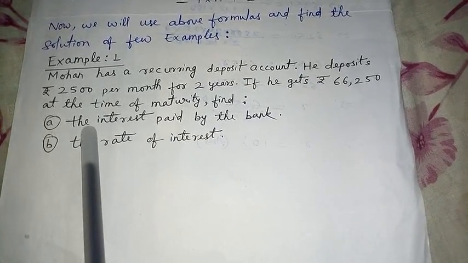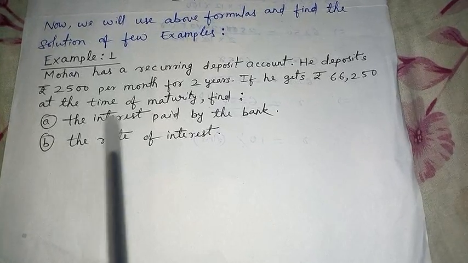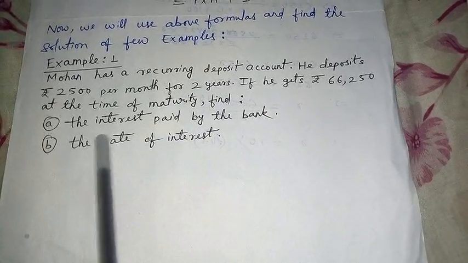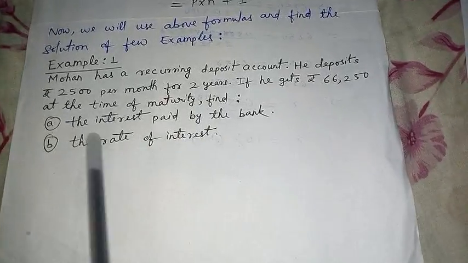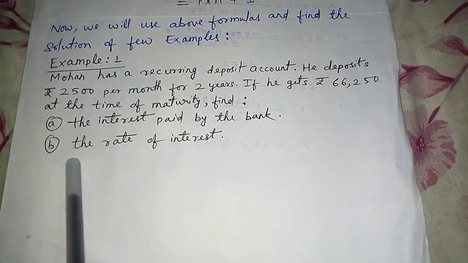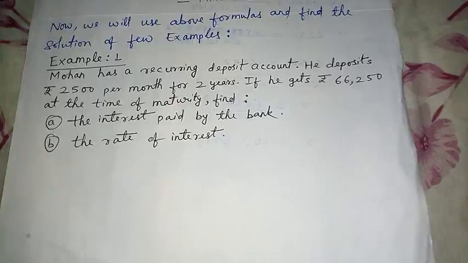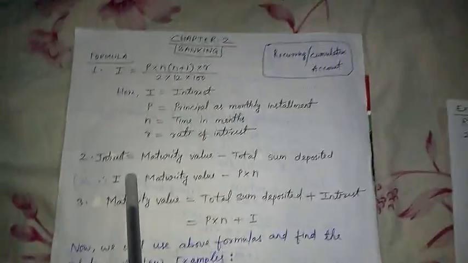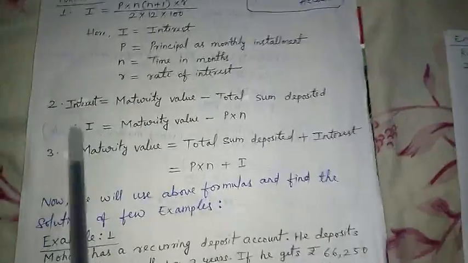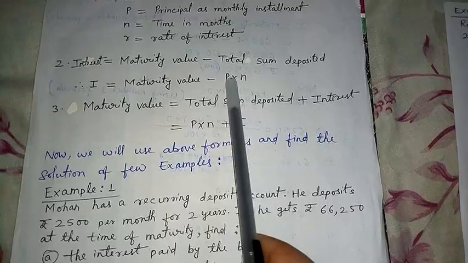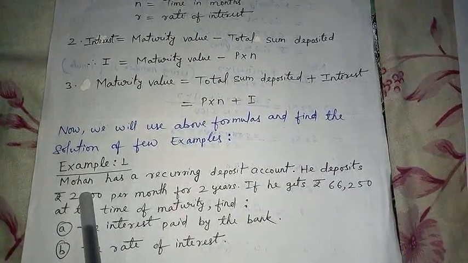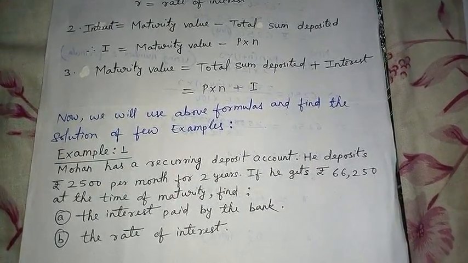Now the question to find number one, the interest paid by the bank. So how much is the interest that Mohan got, and rate of interest, that is one is to find I and second one is to find R. So first one is so easy, we will use this formula. As we have two interest formula, this one and this one, but with this interest I am getting this number one answer, because maturity value minus P into N, where P is 2,500 and N is 24 months.